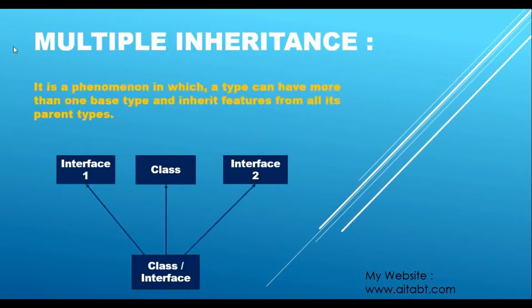Now, what is multiple inheritance first? It is a phenomenon in which a type can have more than one base type and inherit all the features from its parent types. As you can see here in the diagram, a class or an interface can have more than one class or more than one interface. But keep in mind only one thing: this class can have more than one interface, but it can only have a single base class.